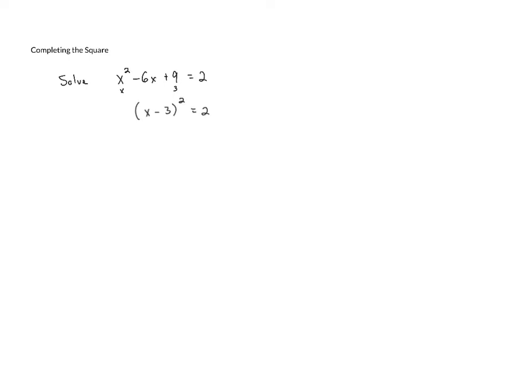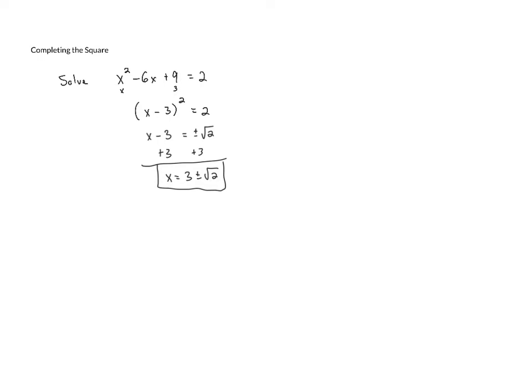You could also use unFOILing to get this, but I wanted to remind you of that special form, because today our goal is to get things into this special form, because then we can factor it as something squared equals a number, and we can use the square root property. Let's finish this problem, and then we'll talk about how we can get things into this form. So when we take the square root of both sides, we're left with x minus 3 on the left. On the right, we've got plus or minus root 2. And then to get x alone, we add 3 to both sides. This gives us x equals 3 plus or minus the square root of 2.